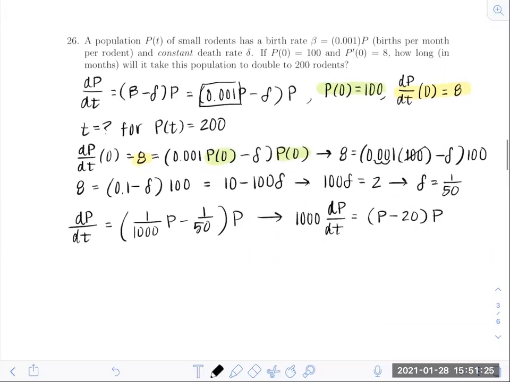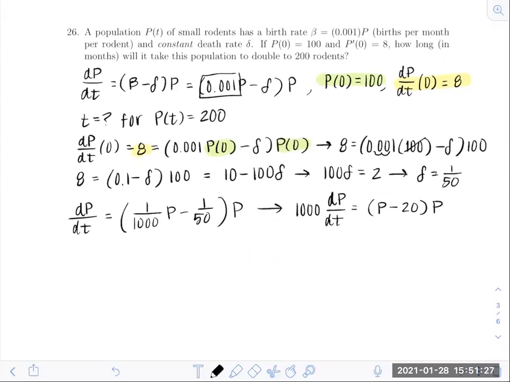All right, so we are now in a position to separate variables to solve this differential equation. So I'm going to shift all of the p's over to the left-hand side. I'm going to leave the 1000 out as a coefficient. I have dp on top and p minus 20 times p on bottom. And here on the right, I just have dt.